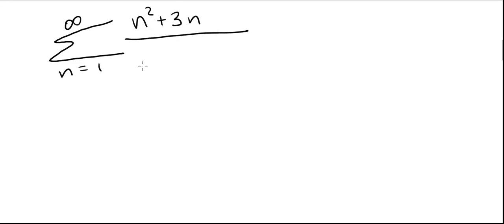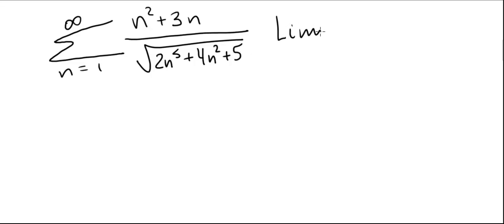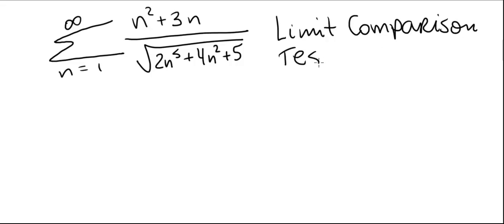We're going to determine if the series, the summation from 1 to infinity of n squared plus 3n divided by the square root of 2n to the fifth plus 4n squared plus 5, converges or diverges. And we're going to use the limit comparison test, abbreviated from this point on by LCT.